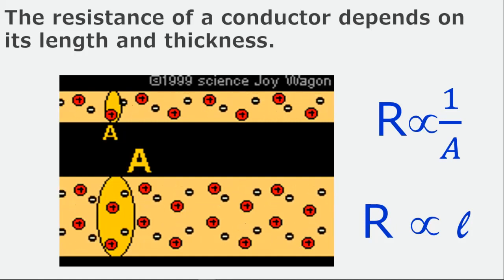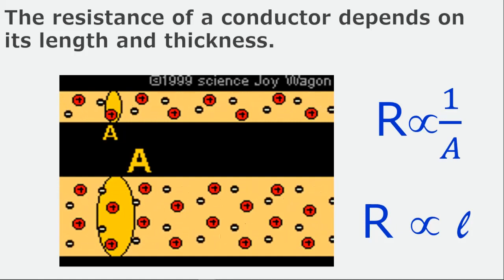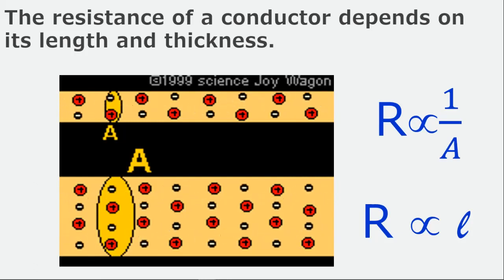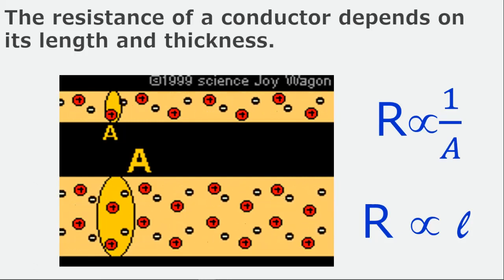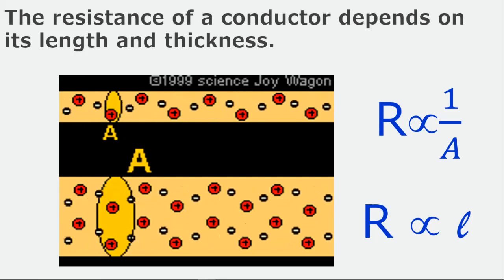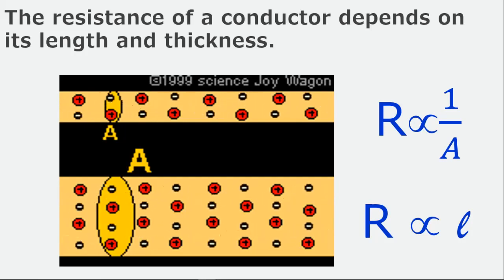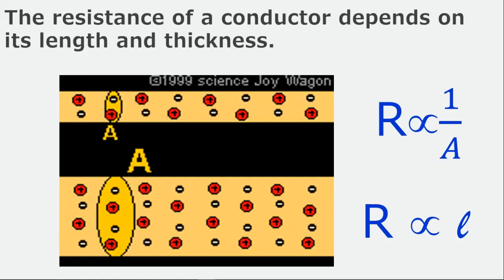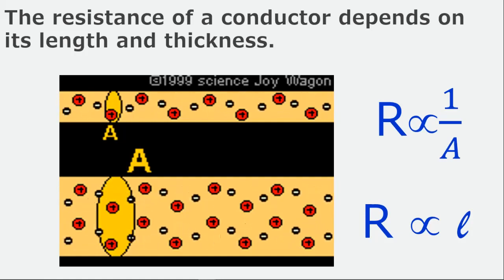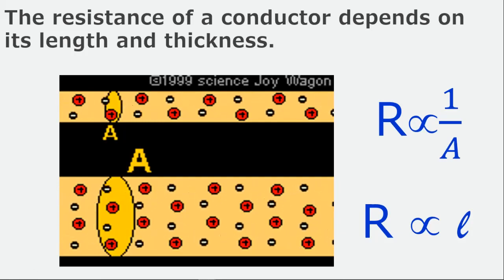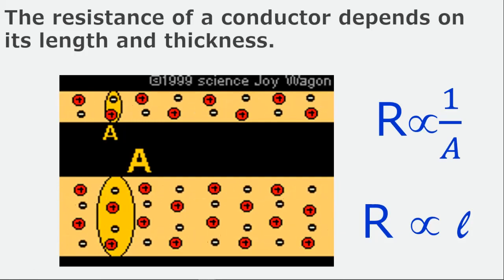a larger cross-sectional area. The length of a conductor is similar to the length of a hallway. A shorter hallway would allow people to move through at a higher rate than a longer one. So a shorter conductor would allow electrons to move through at a higher rate than a longer one too.